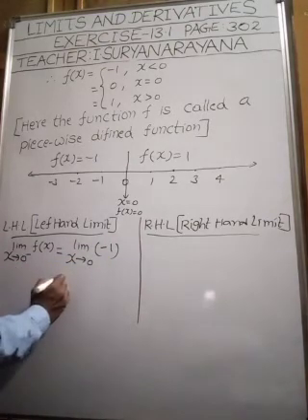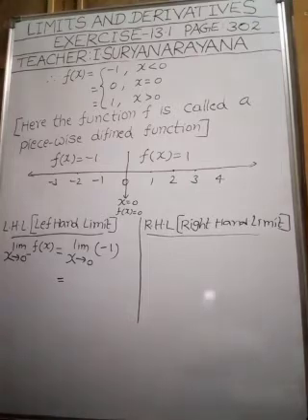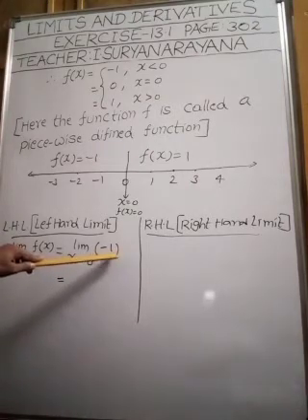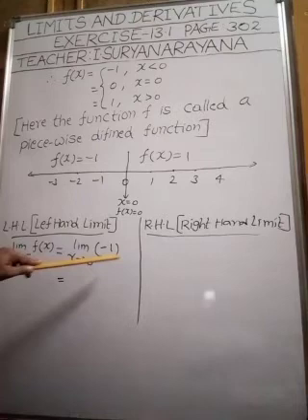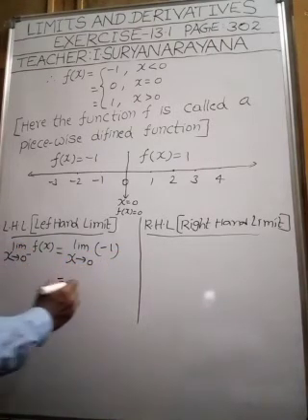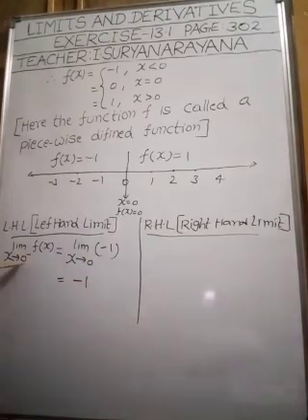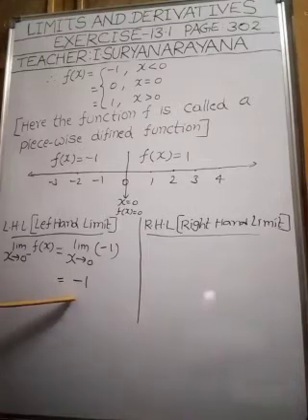Now we use the substitution method. Here we put x is equal to 0. Is x there in this function? No. So minus 1 only. So the limit of this function as x tends to 0 minus is minus 1. Understood this left hand limit, my children?